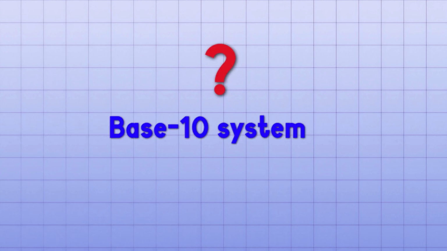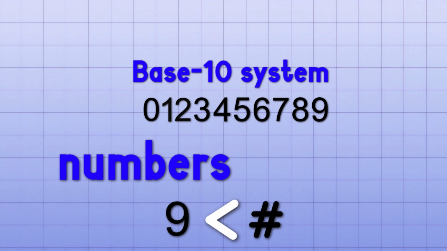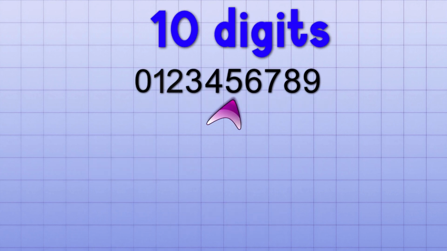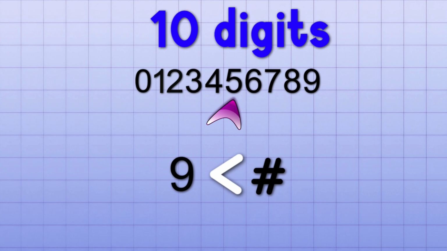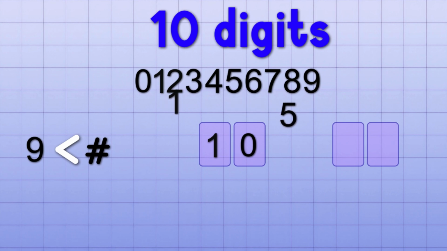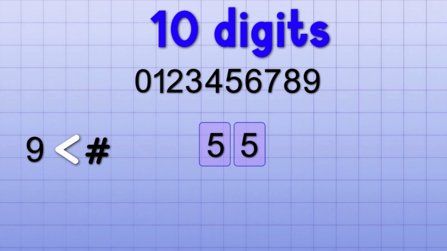Hey, I'm Micah. Do you know how we use the base 10 system to write numbers greater than 9? In fact, we can use the 10 digits we already have to write any number greater than 9. For example, we can use the digits 1 and 0 to write the number 10. We can use the digits 5 and 1 to write the number 51. Also, we can use two 5s to write the number 55.